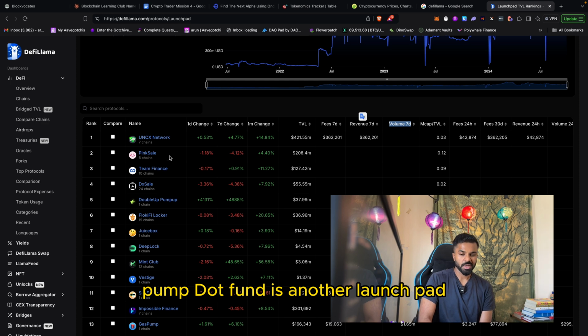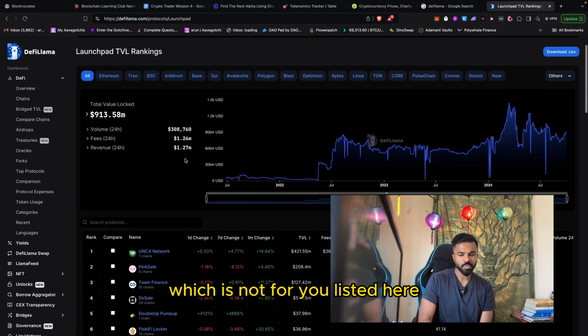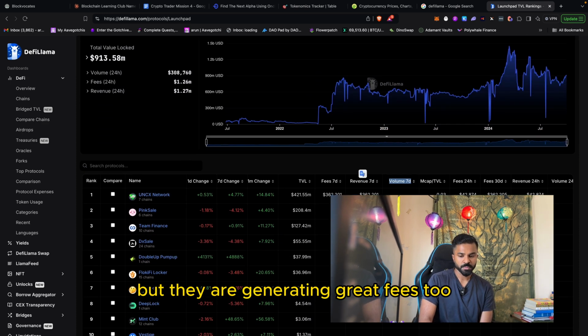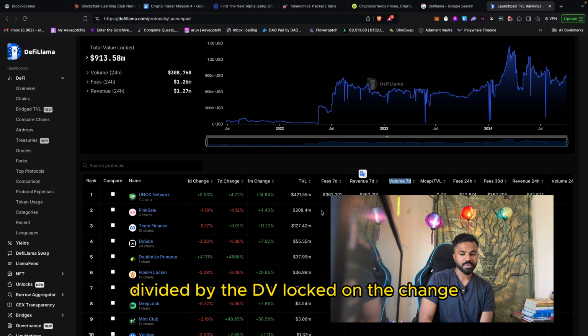Pump.fun is another launchpad which is not really listed here, but they are generating great fees too. Market cap by TVL. This is another metric, which is the total market cap of that coin divided by the TVL locked on the chain, right?